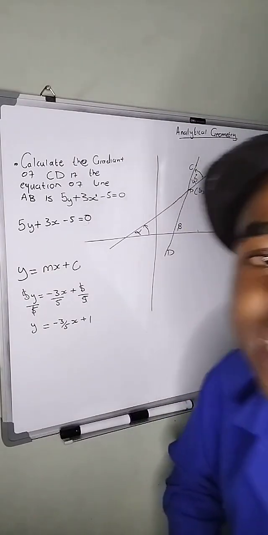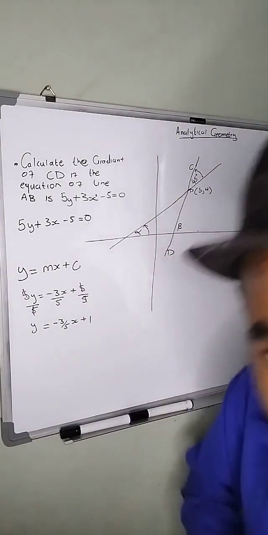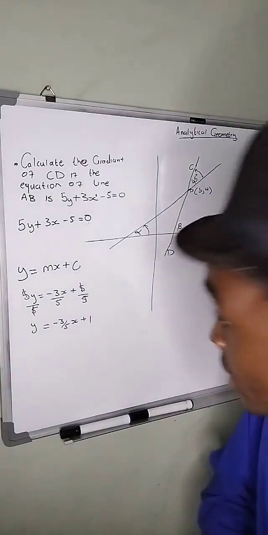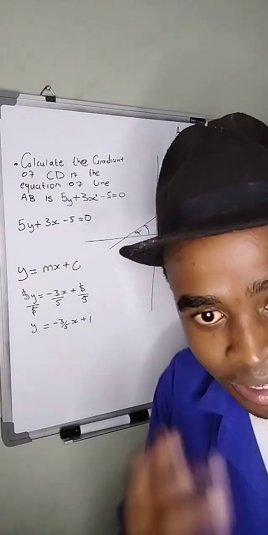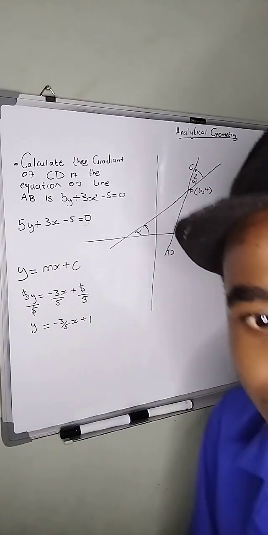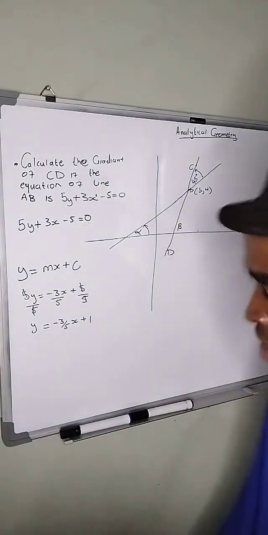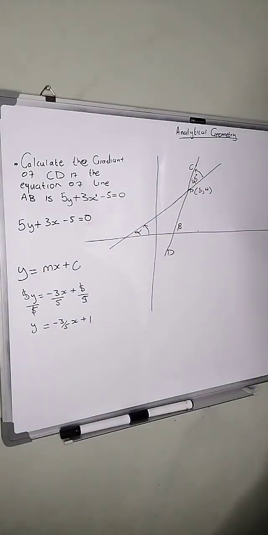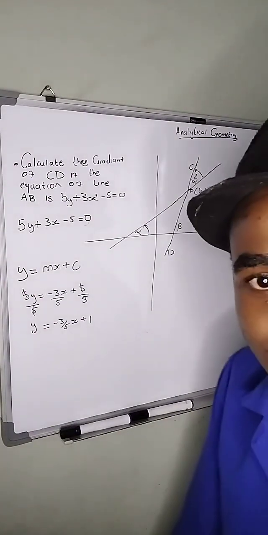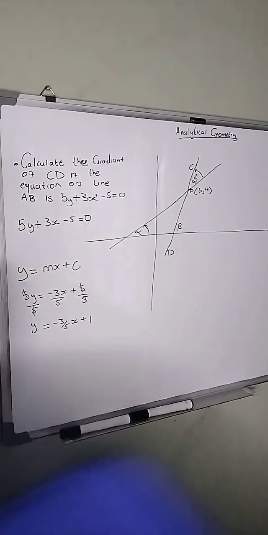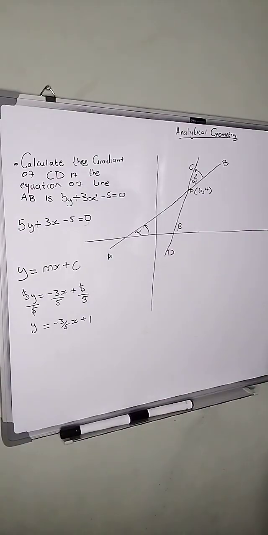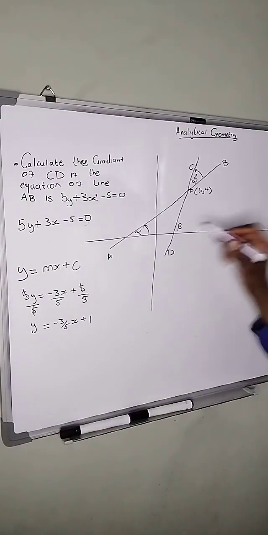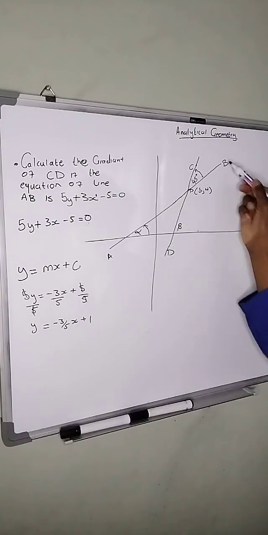Thank you very much. So what is our gradient in this case? Thank you very much. So this is for line AB, and guys, I'm sorry, this is the line AB. Sorry about that. This is the line AB, right?